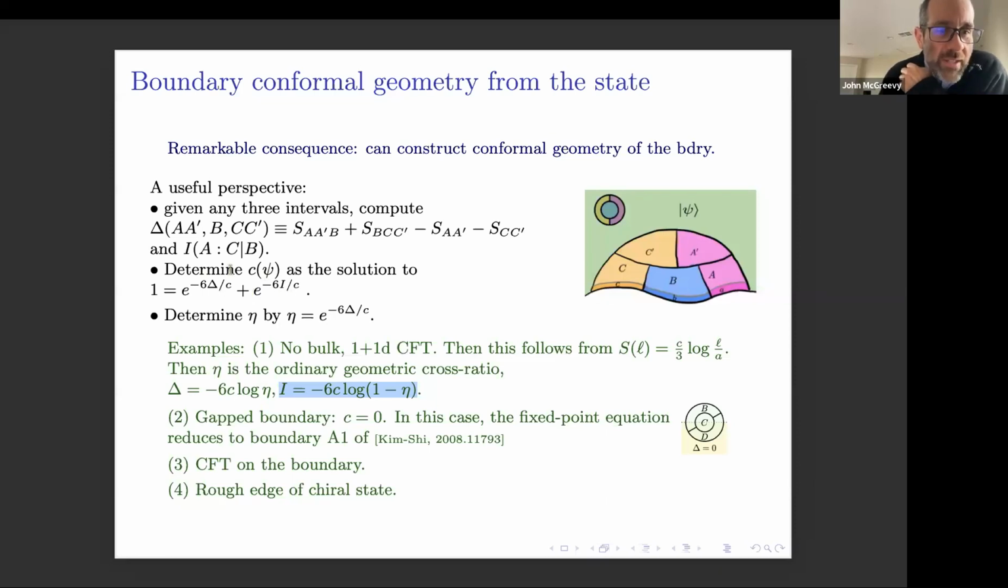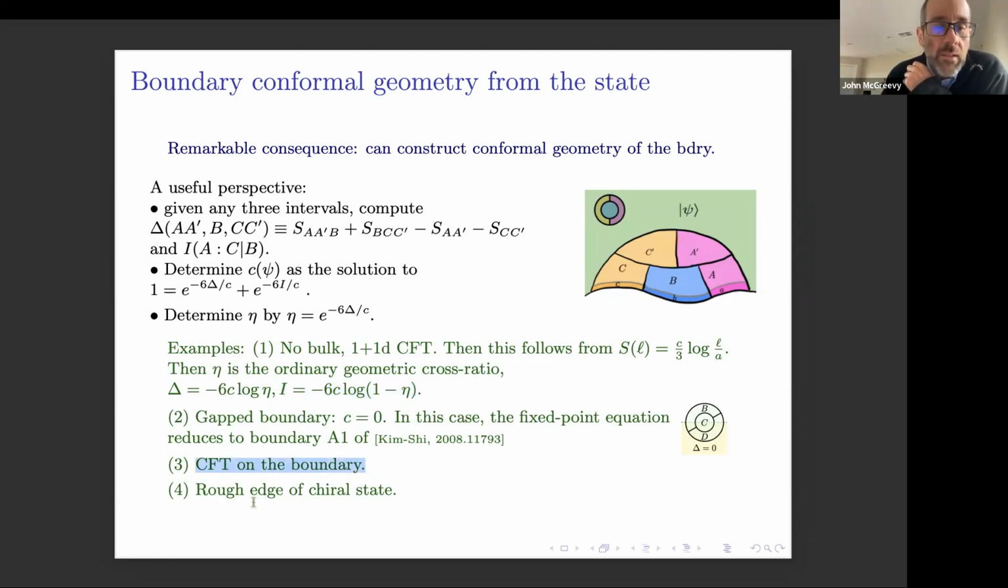Okay, so this is a way of extracting the central charge from a state and extracting a cross ratio from the state. So the state knows what the cross ratio of the interval is. It knows the conformal geometry of the boundary, meaning the distances modulo conformal transformations. In the case where there's a gapped boundary, the fixed point equation reduces to a boundary version of A1 that was introduced by Bowen and Isaac. In the case where there's a 2 + 1 dimensional state with a CFT on the boundary, this makes sense.